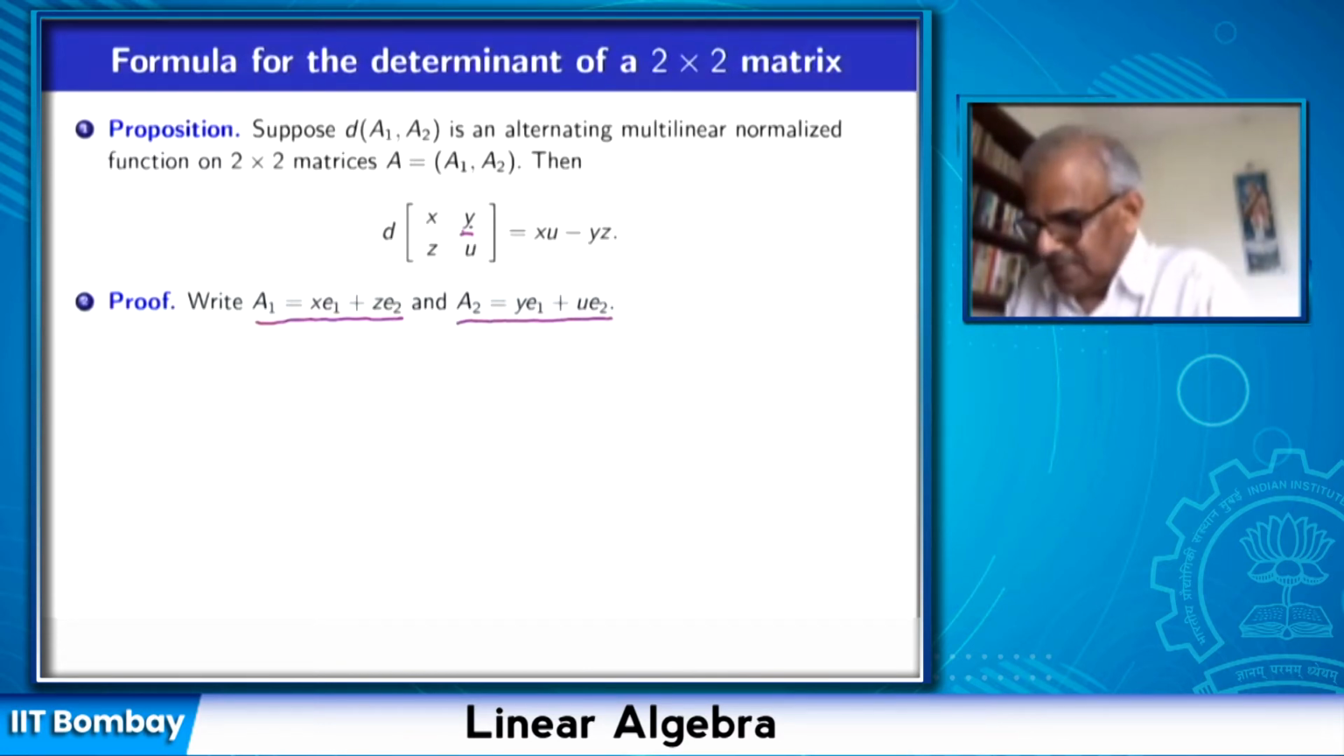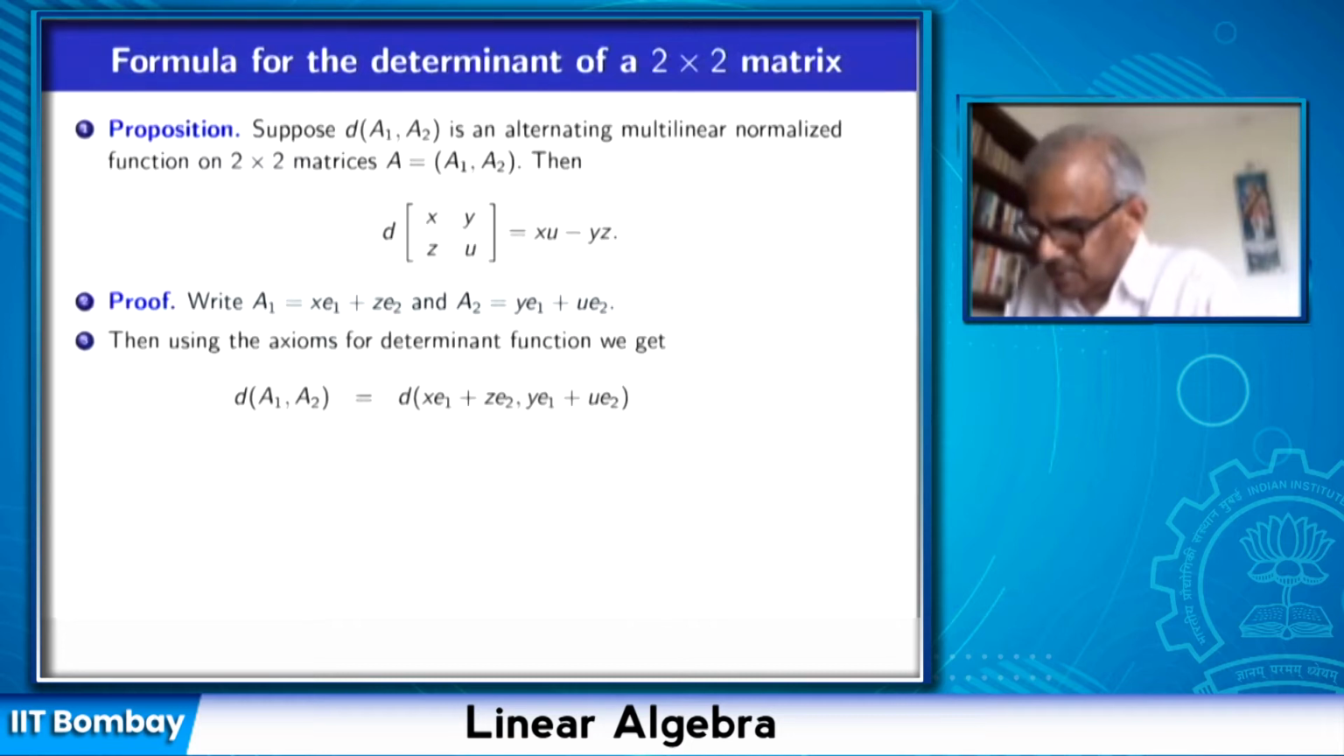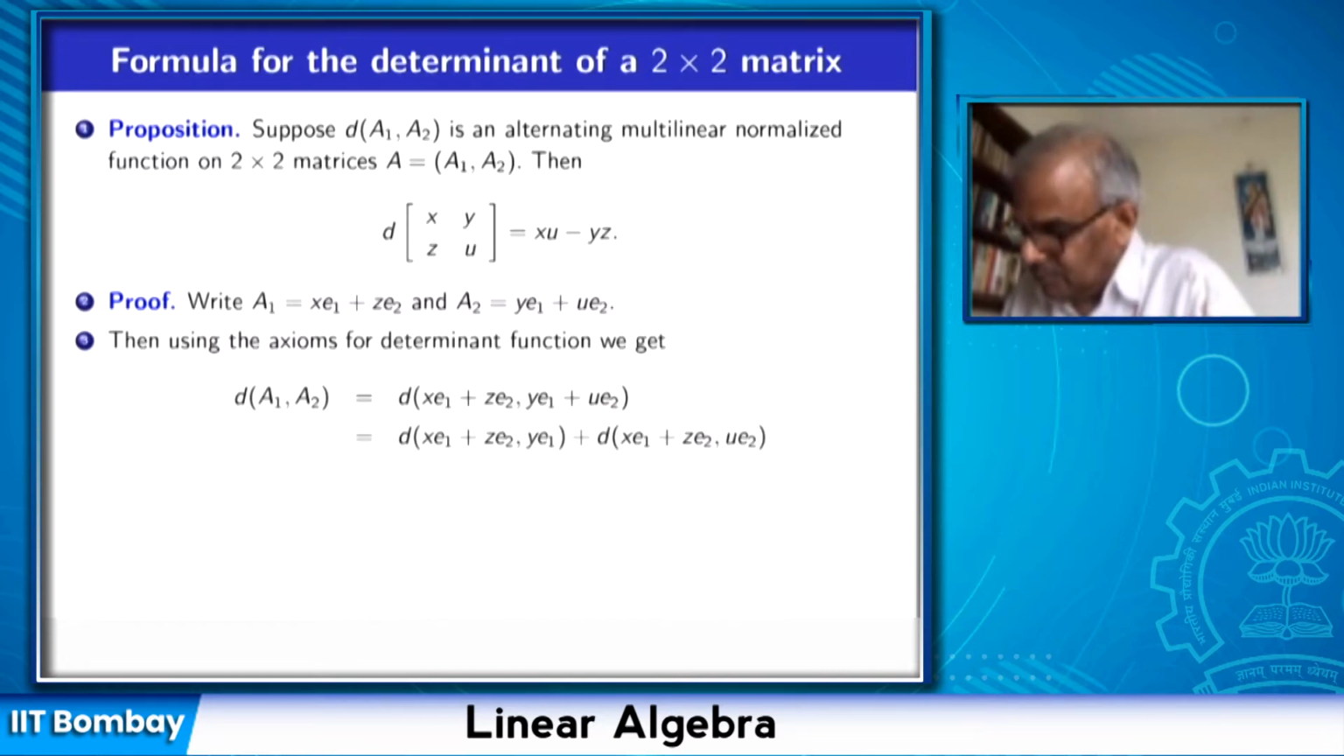Okay, so I calculate the determinant function of this 2 by 2 matrix, where after writing A1 and A2, we will use the multilinear property. So d of A1, A2 is d of this and this. Each is a linear combination of e1 and e2, so I apply the multilinear property in both components. I will first split y e1 plus u e2 into y e1 and u e2, and I keep this fixed.